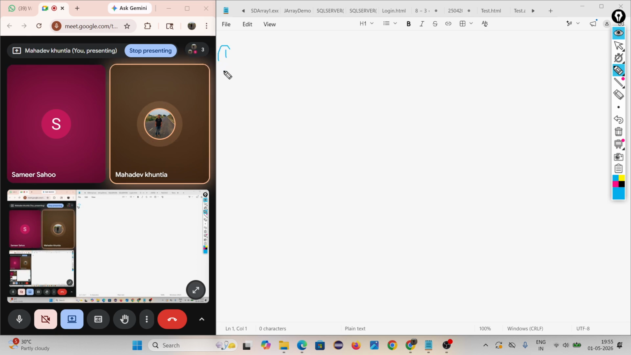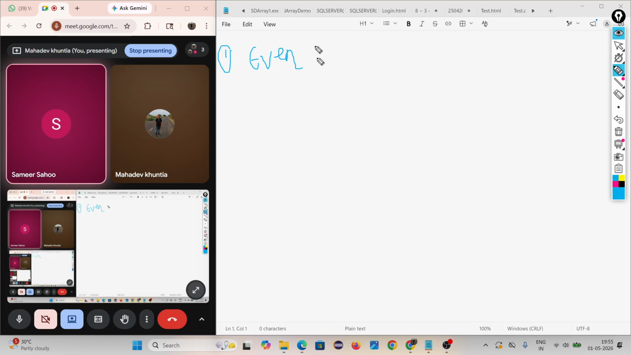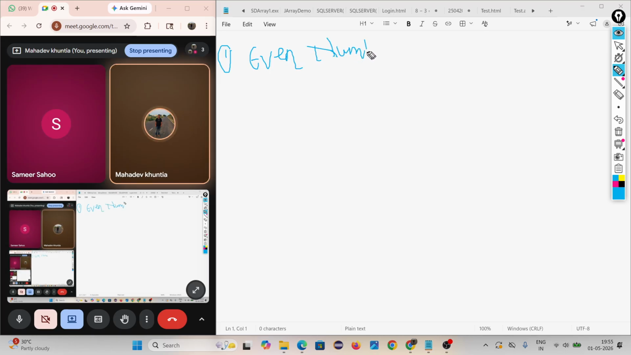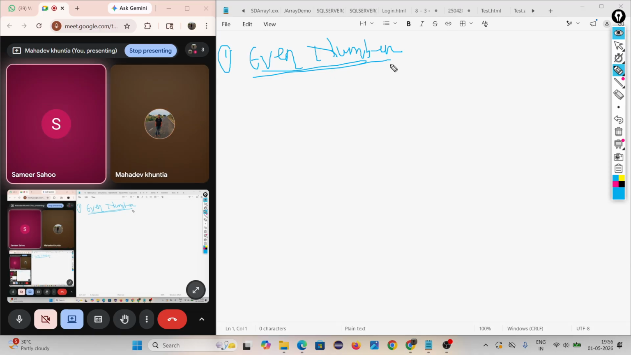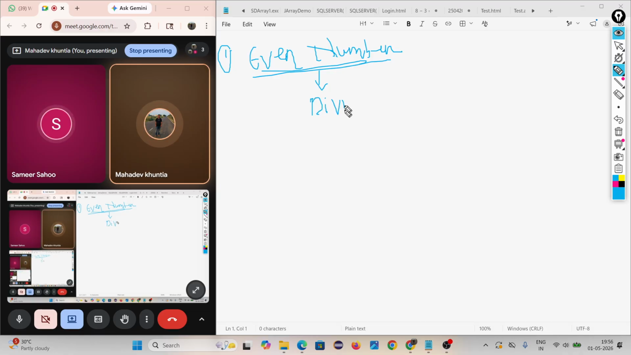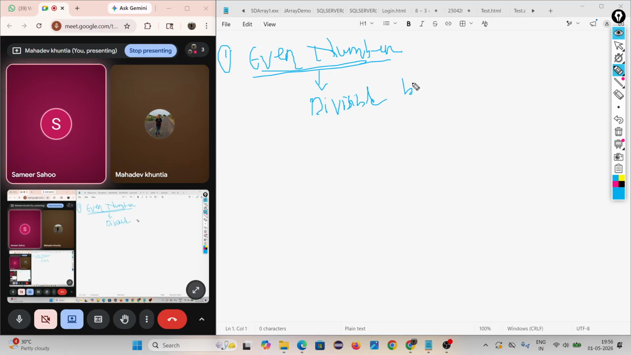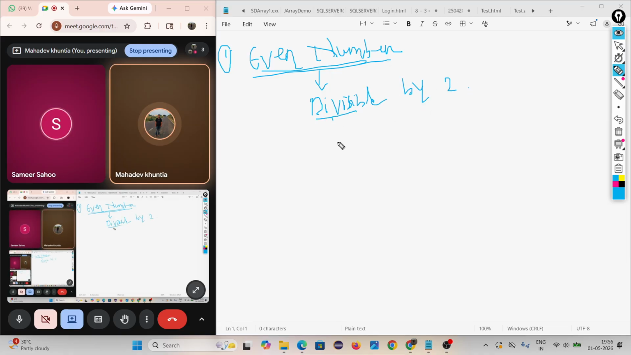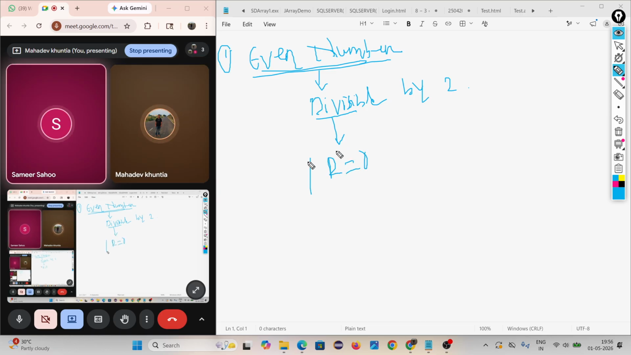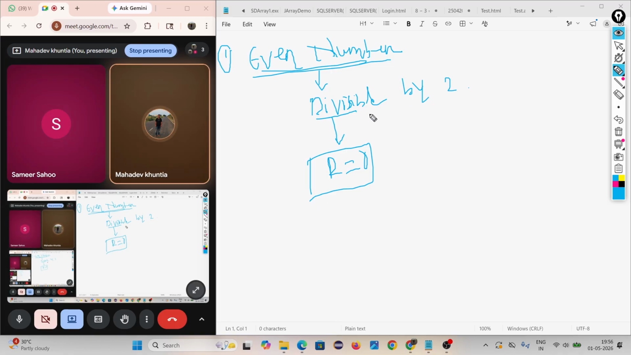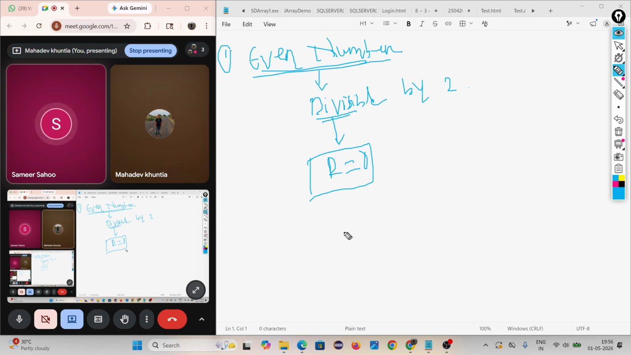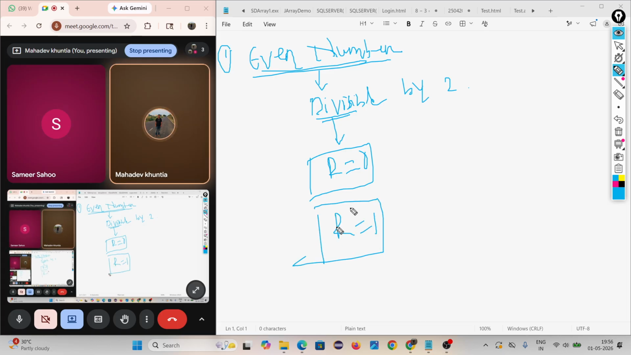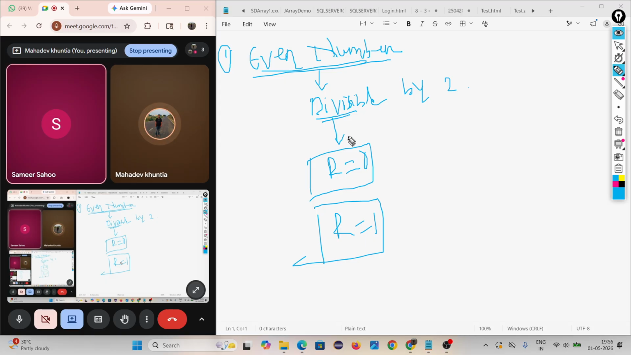Then there is one type of number called even number. What do you mean by the even number? 2, 4, 6. Those which come in the table of 2. Give one generalized formula: that is divisible by 2. What do you mean by divisible by 2? Divisible means remainder should be 0. If I divide the given number by 2, remainder should be 0. If remainder is 0, then it is an even number; if remainder is 1, odd number.